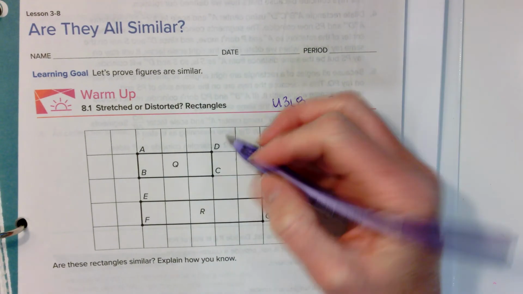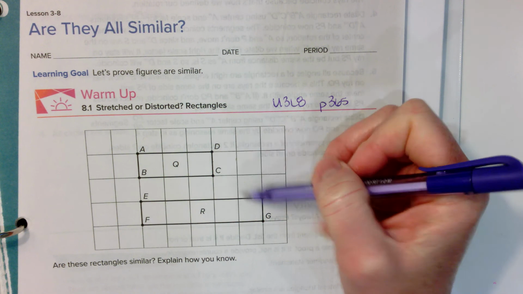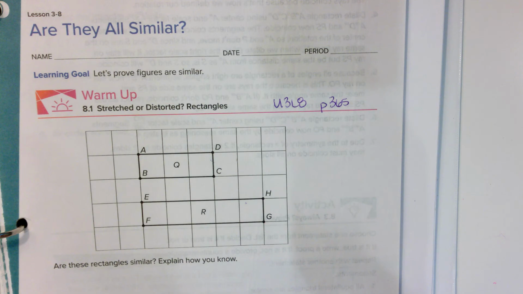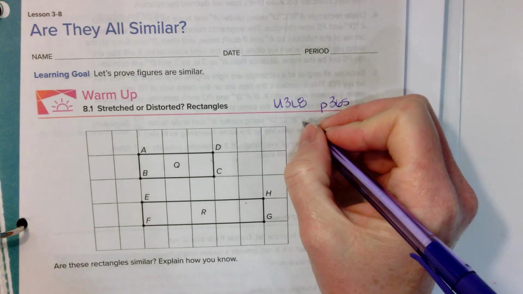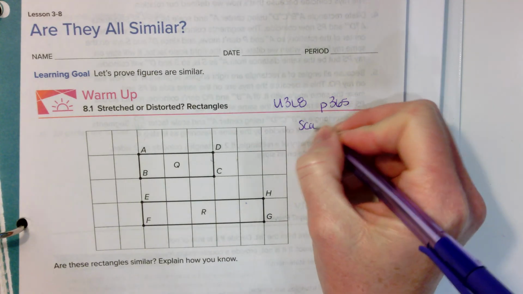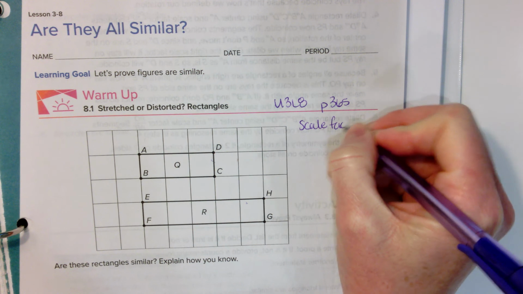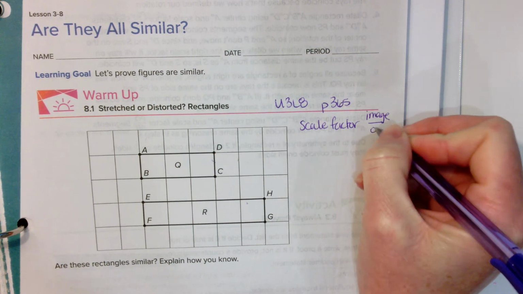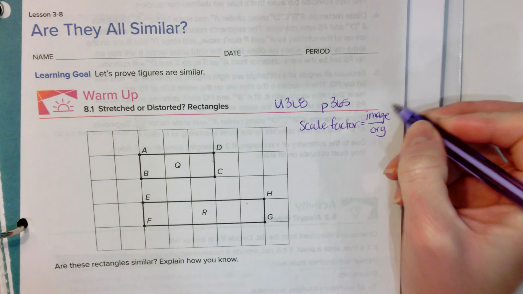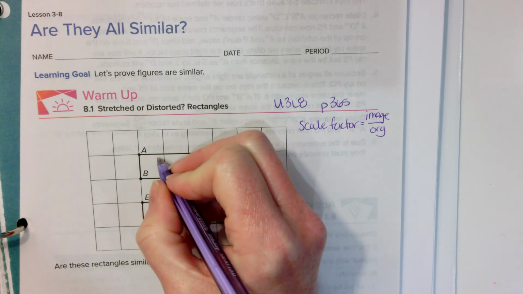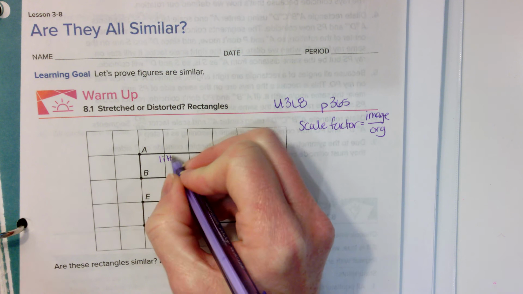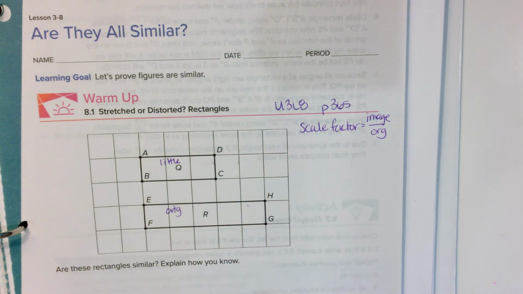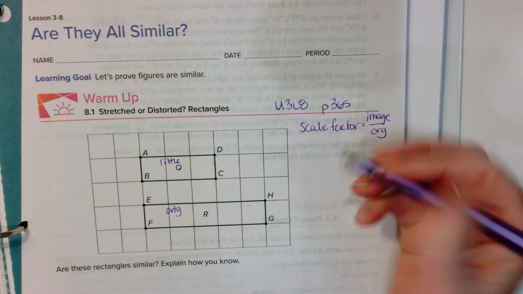So it doesn't really matter if I think about going little to big or big to little. So I'm simply going to think about this as my scale factor, which is image over original. I'm going to make my image, if you will, the little one, and I'm going to make my original the big one. But I could do it the other direction. That part doesn't really matter.